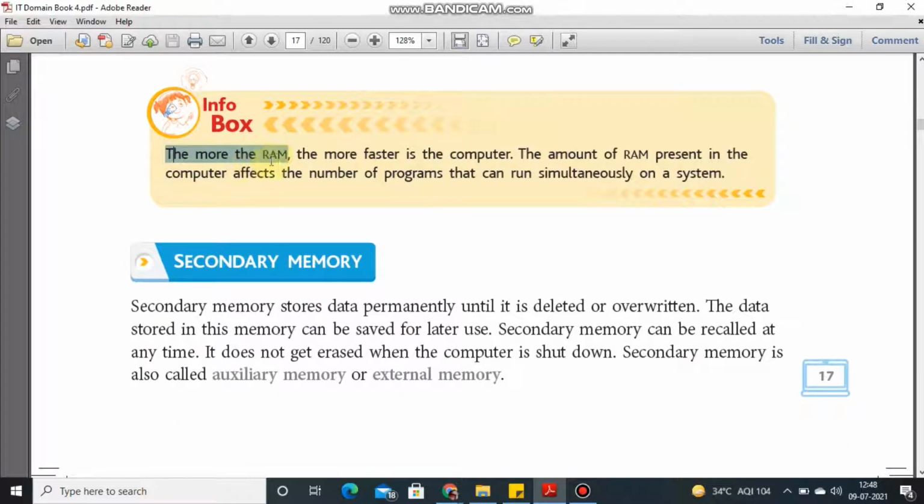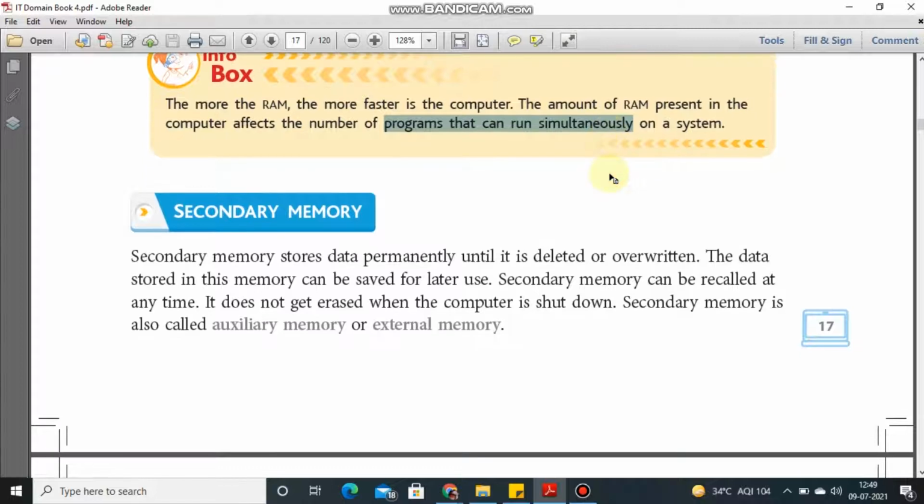The more the RAM, जितना ज़्यादा आपके कंप्यूटर में रैम होगा उतना ही आपका कंप्यूटर फास्ट वर्क करेगा. The more the RAM, the faster is the computer. The amount of RAM present in the computer affects the number of programs that can run simultaneously on a system. जितना ज़्यादा रैम होगा उतने ज़्यादा प्रोग्राम्स साइमल्टेनियसली एक साथ सिस्टम पे वर्क कर सकते हैं.